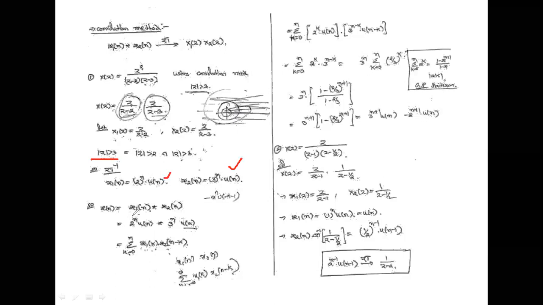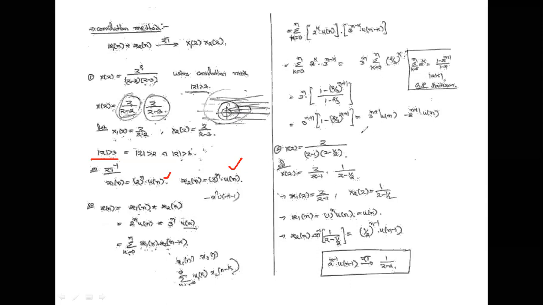We got the two functions in the time domain. What is the convolution of X1 of n and X2 of n? Find it using the formula: 2 power n mu of n convolved with 3 power n mu of n. What is the formula here? Sum of k equal to 0 to n. Actually minus infinity to infinity. Why am I taking 0 to n? Because it is multiplied with mu of n.